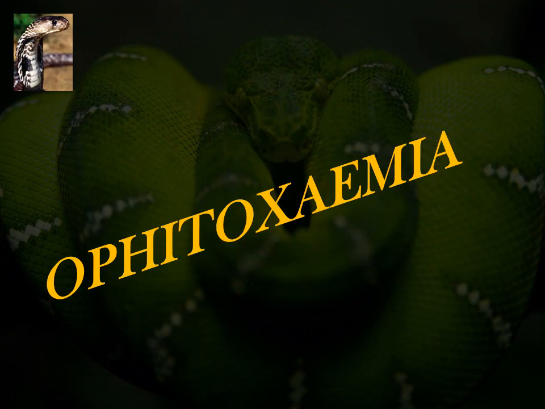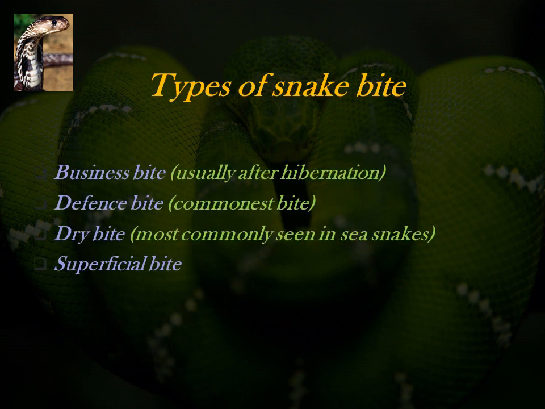We'll start with a term which is known as ophitoxemia. This is an age-old term which generally means the different types of clinical features that are present in different snake bites. Now we look at the different types of snake bite. There are usually 4 types of bite.